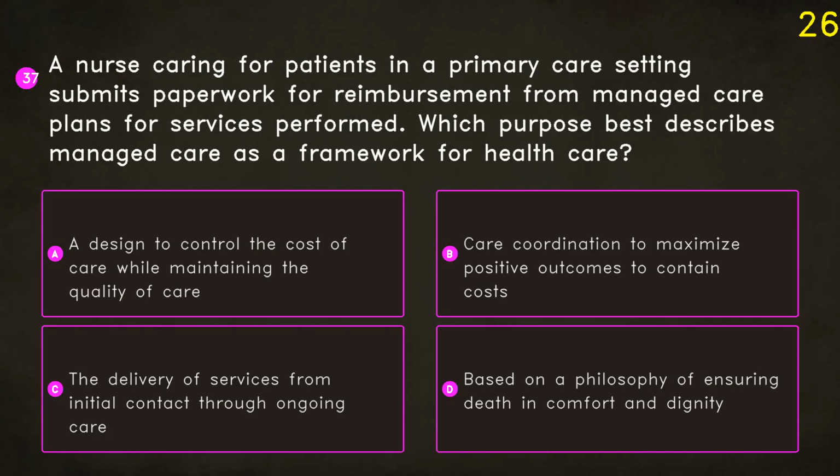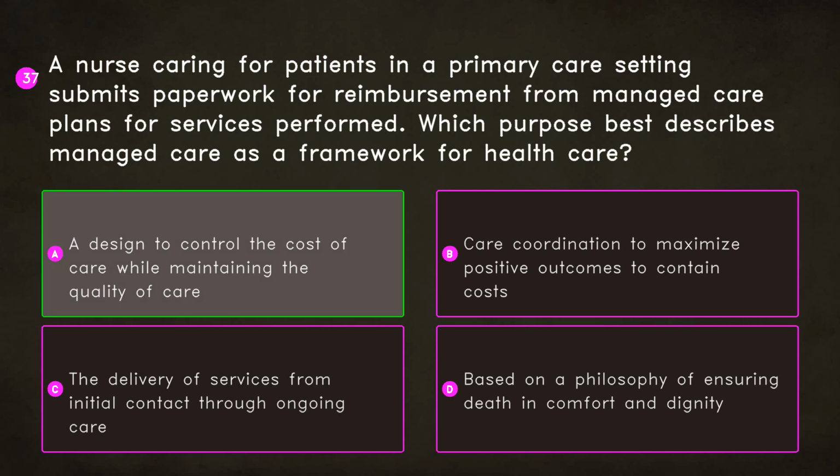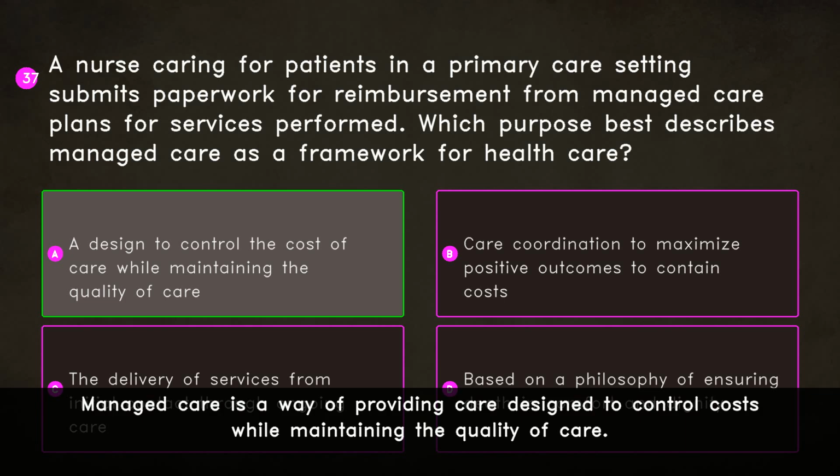Question 37. A nurse caring for patients in a primary care setting submits paperwork for reimbursement from managed care plans for services performed. Which purpose best describes managed care as a framework for healthcare? A. The design to control the cost of care while maintaining the quality of care. B. Care coordination to maximize positive outcomes to contain costs. C. The delivery of services from initial contact through ongoing care. D. Based on a philosophy of ensuring death in comfort and dignity. The correct answer is a design to control the cost of care while maintaining the quality of care. Managed care is a way of providing care designed to control costs while maintaining the quality of care.